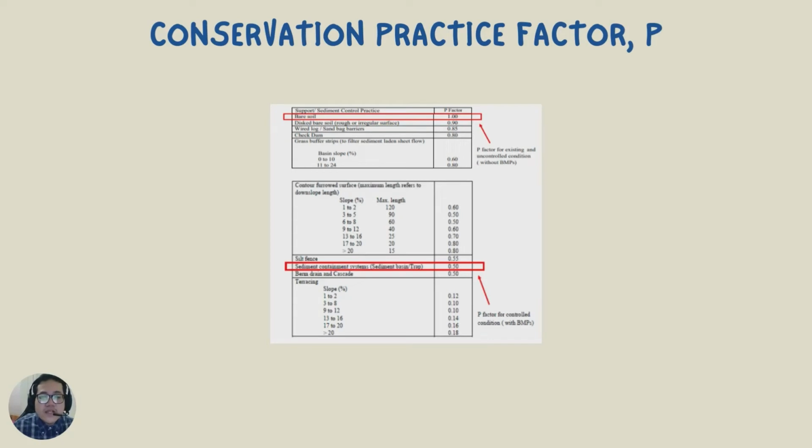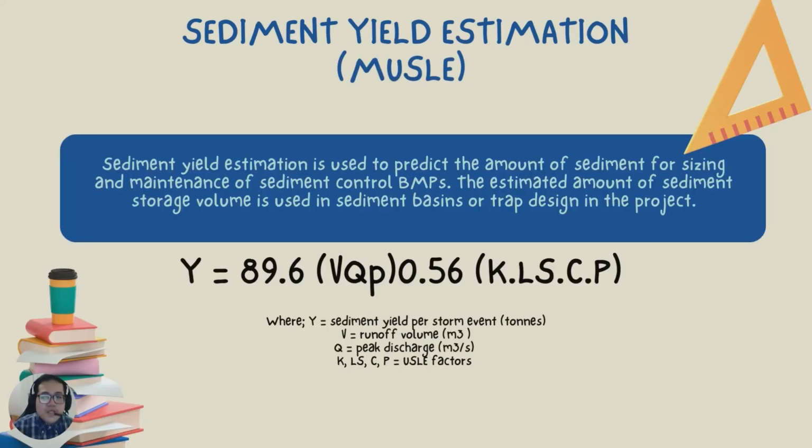So the next one is the conservation practice factor, which is the P value. The first one is the value of 1.0, so the P factor for existing and uncontrolled condition. The second one is the value of 0.50, whereby it is the P factor for controlled condition.